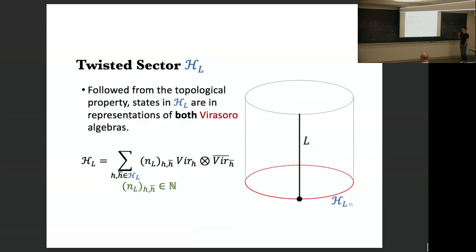Given that fact, you can construct a different Hilbert space than the usual one. So this is a cylinder, and this red circle is taken to be the space. So you quantize your quantum field theory on this S1 space. Here I put an additional topological defect line L, such that it intersects with the space at a single point. The intersection modifies the quantization.